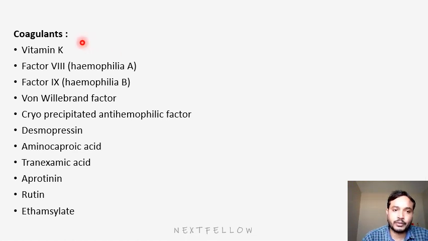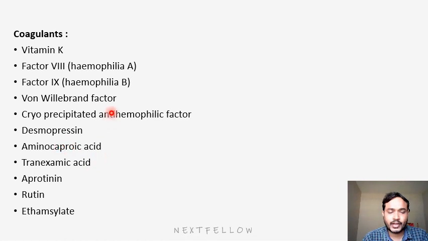What are those? Vitamin K, factor 8, factor 9, von Willebrand factor, cryoprecipitate antihemophilic factor, desmopressin, aminocaproic acid, tranexamic acid, aprotinin, rutin and ethamsylate. Among these, vitamin K and aminocaproic acid and tranexamic acid are very important coagulants.